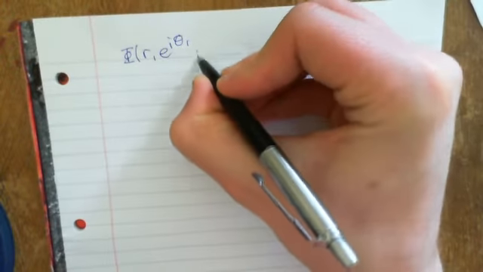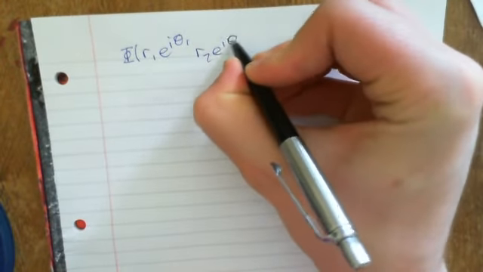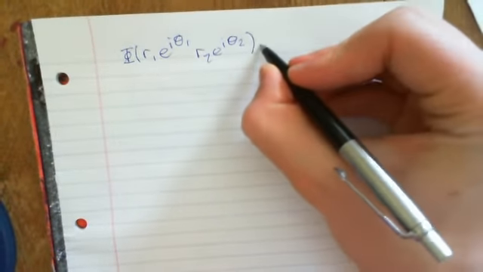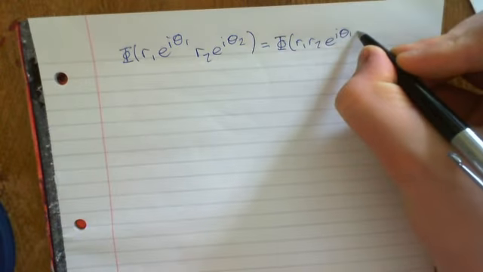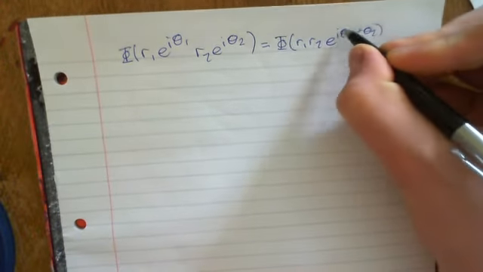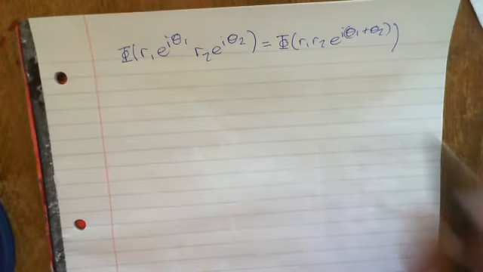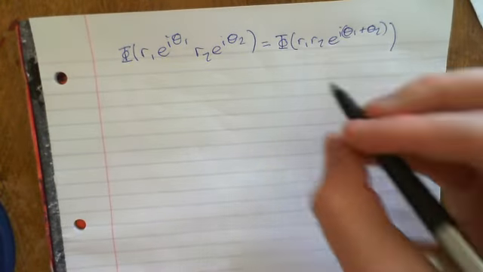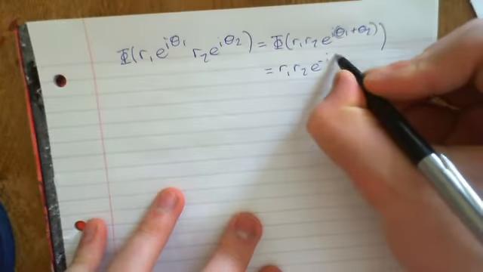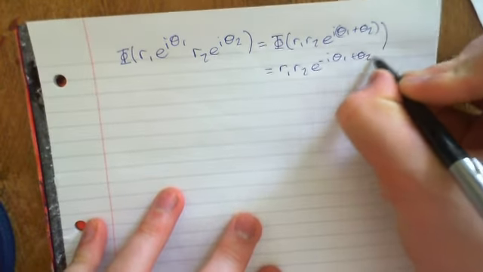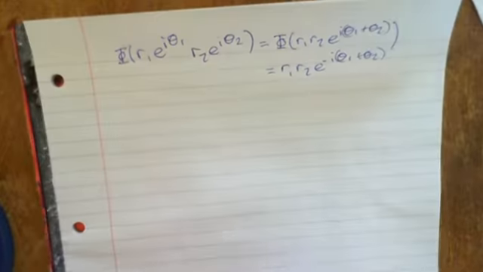Let's take two complex numbers, r1 e^(iθ1) and r2 e^(iθ2). If we multiply these together, it will equal r1 r2 e^(i(θ1+θ2)). Then φ is complex conjugation, so we need to complex conjugate this, and to do that you just turn the exponent negative: e^(-i(θ1+θ2)). Okay, so that's done.